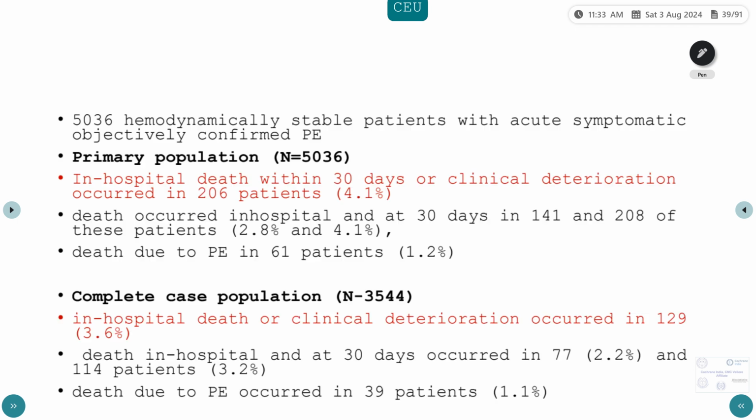Coming to the results. As we already saw, they are divided into a primary study and a complete case population. The primary population looked at the entire population, and the complete case population had all the variables. The primary population was 5,036, while the complete case population was 3,544. Now the primary outcome, which is in-hospital death within 30 days called clinical deterioration, occurred in 4.1% in the primary population and 3.6% in the complete case population.